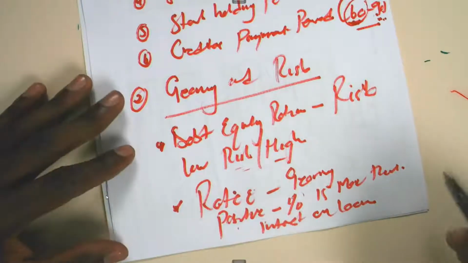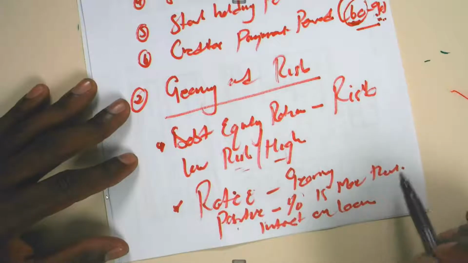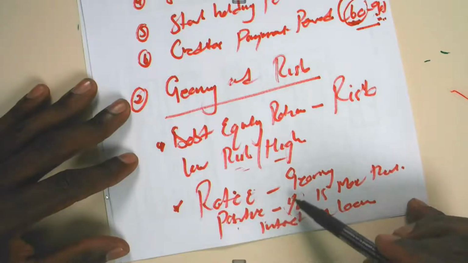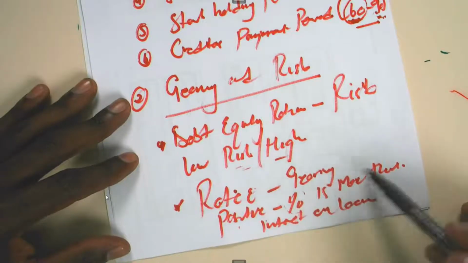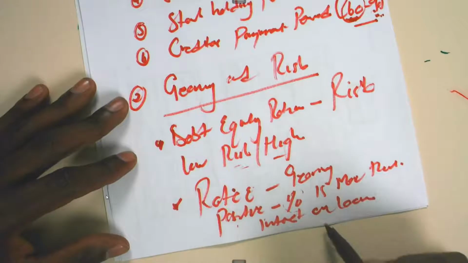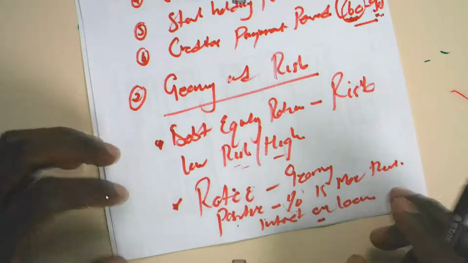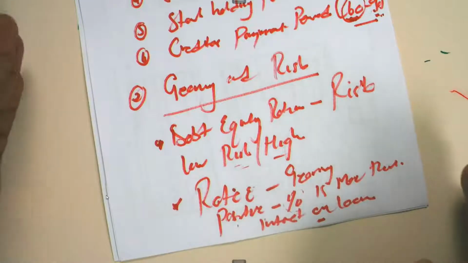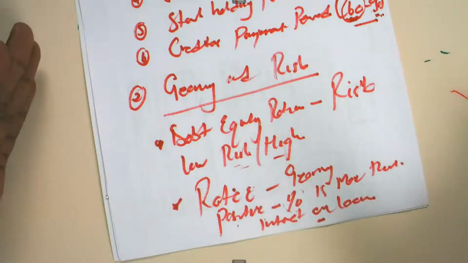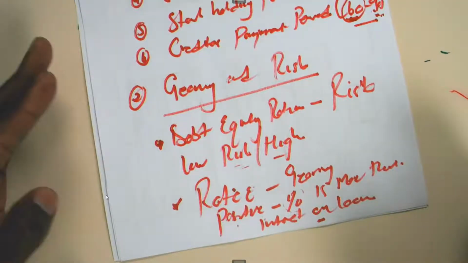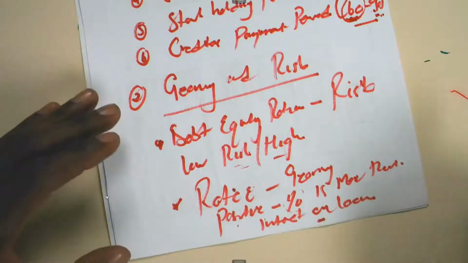And the company will have a negative gearing only if the percentage of return on total capital employed is less than the interest on loan. So basically we compare the ROTCE ratio, which is return on total capital employed, with the interest on loan. So if ROTCE is more, positive gearing. If ROTCE is less, then negative gearing for the company.